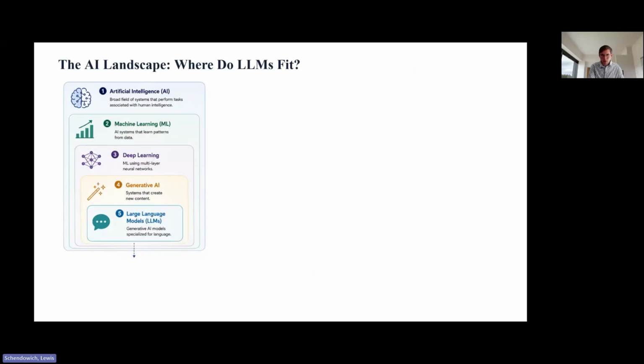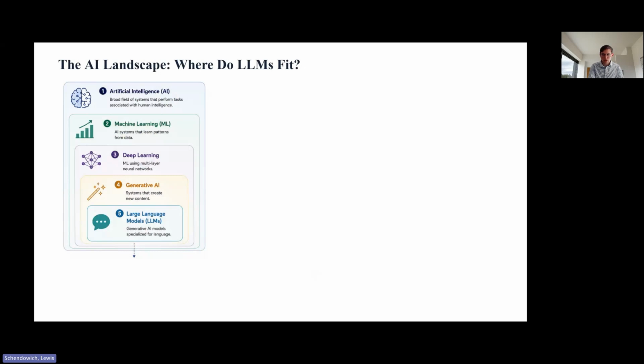So before we can evaluate an AI system, we need to understand what kind of AI it is. We often use the term AI as if it refers to a single technology, but in reality, there are many different types of AI, each with different capabilities and risks. So artificial intelligence is the broadest category.